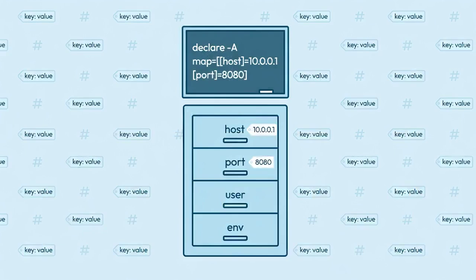Associative arrays replace integer indices with string keys, turning the array into a lookup table. They require declare -A and bash 4 or newer. Without that declaration, assigning with a string key is a silent error. The syntax is declare -A map=([host]=10.0.0.1 [port]=8080), and you read values back with ${map[host]}. This is the structure you reach for when position does not matter, but the key does.